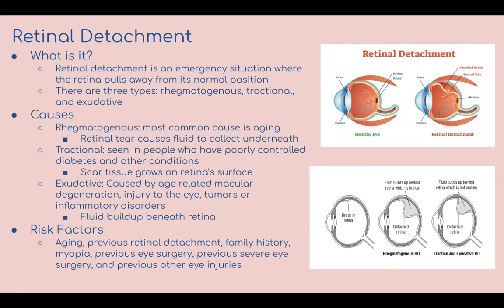And the last one is the exudative, which is caused by usually age-related macular degeneration, injury to the eye, tumors, or inflammatory disorders. And this one's just that the vitreous gel just gets behind the retina and pushes it out of place. There are no tears or anything. And the risk factors for retinal detachment are aging, previous retinal detachment, or if you have a family history, if you have myopia or nearsightedness, previous eye surgery or previous severe eye surgery, and other previous eye injuries.